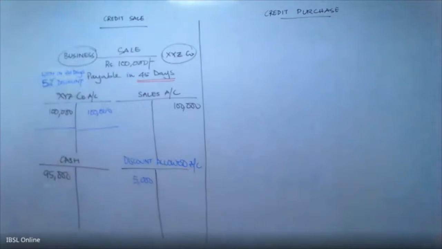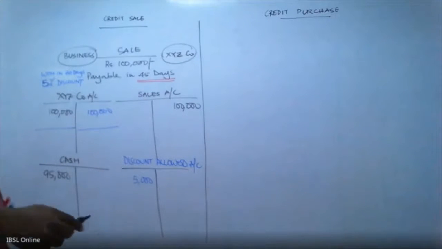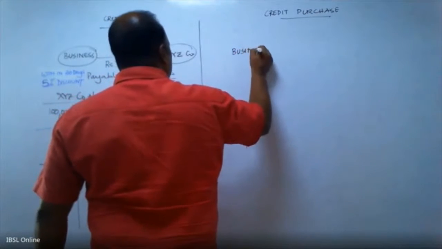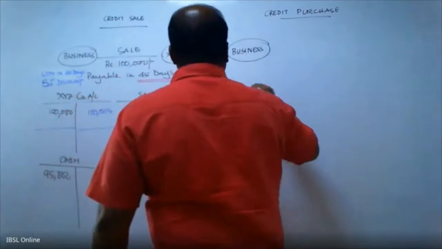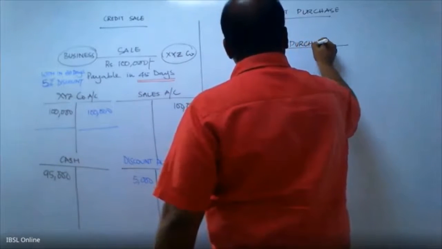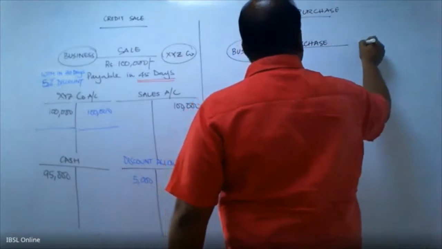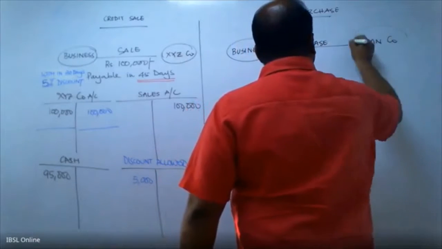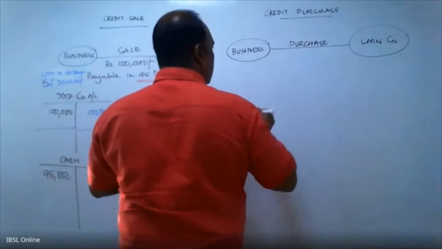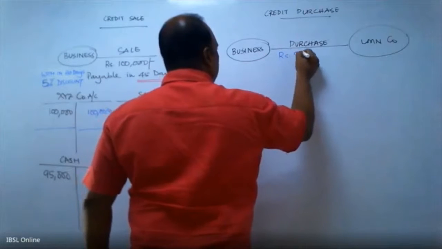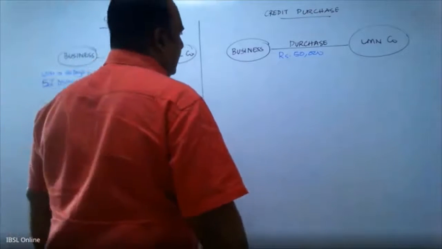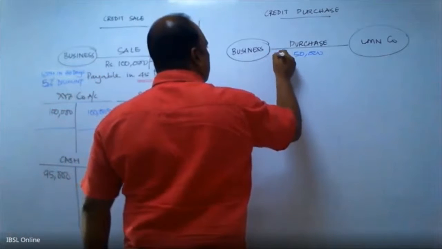Similarly, let's look at how the discount received works. Again, I am the business. I do a credit purchase from Element company. This is for, let's say 250,000, a big amount.